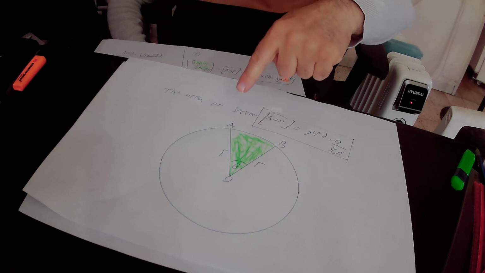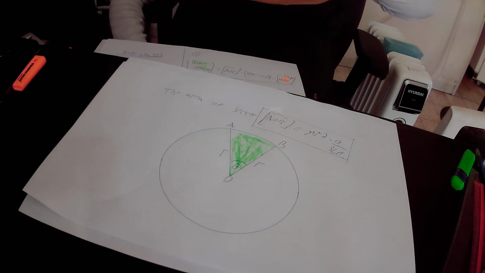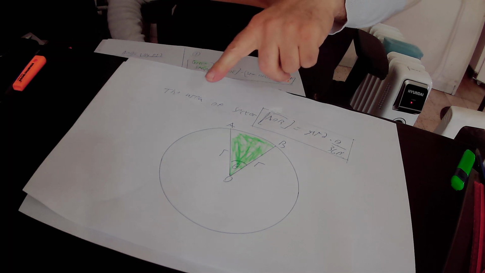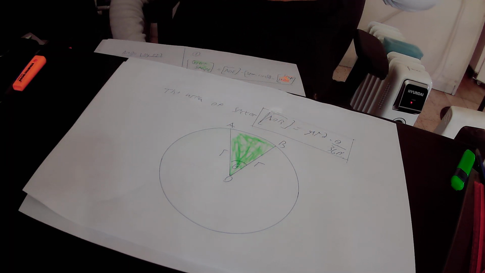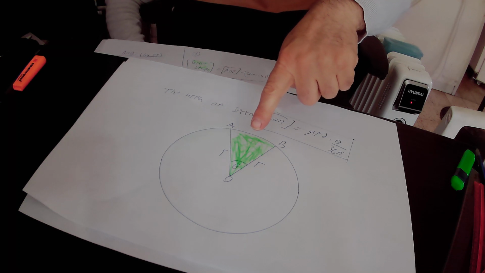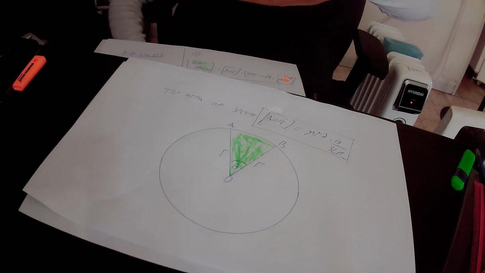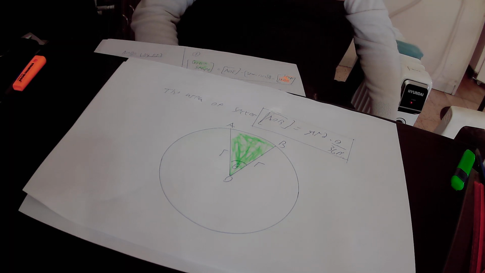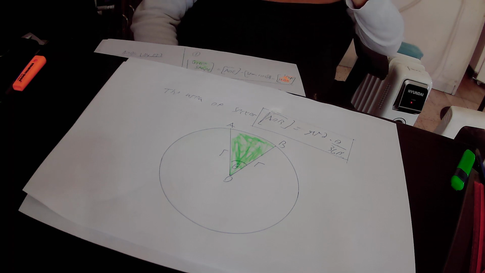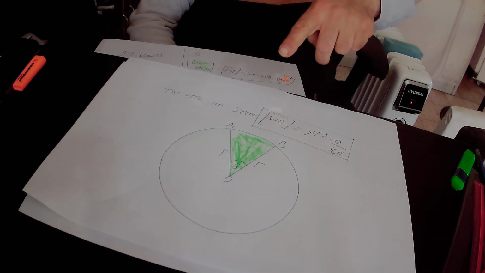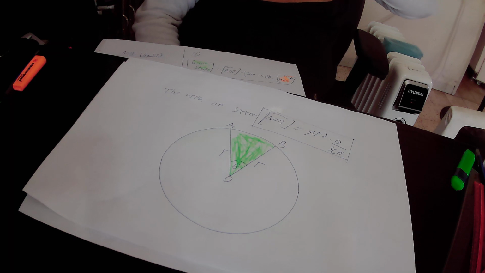So what is the area of this green sector AOB? The area of the green sector AOB equals pi r squared, the area of the circle, times theta, the angle between the legs of the sector, over 360 degrees. So the area of a sector is the area of the circle that contains the sector times the angle between the legs of the sector over 360 degrees. Okay.